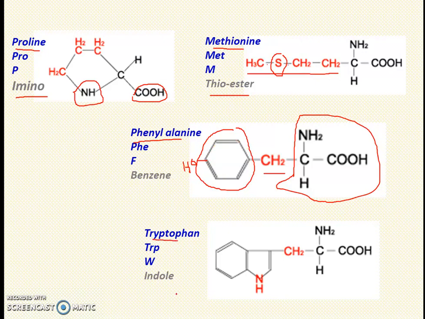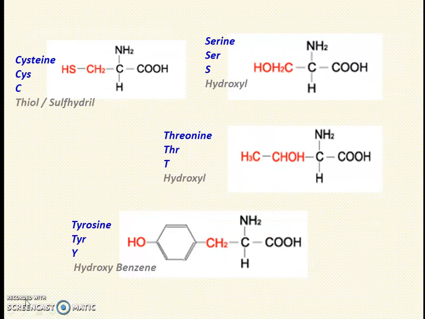Then for tryptophan, it contains a special group called indole group. This is called the indole group, a heterocyclic group attached to the benzene ring, to which the similar group like that of the phenylalanine is attached. Till the previous slide, they are hydrophobic or non-polar in nature, and these are polar amino acids.